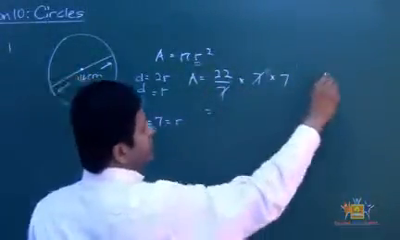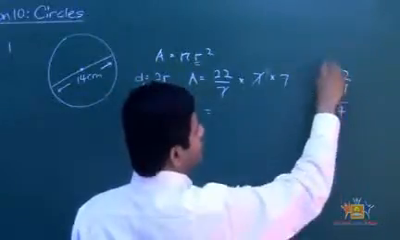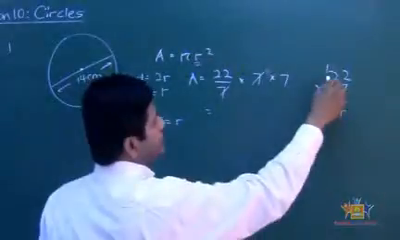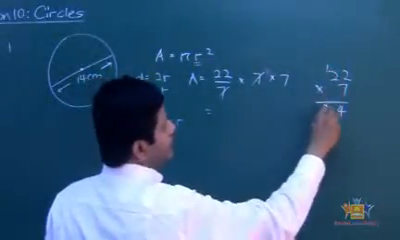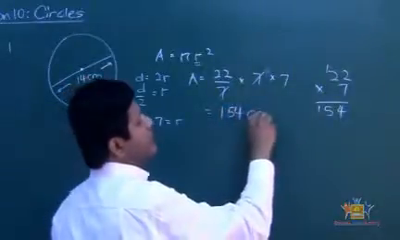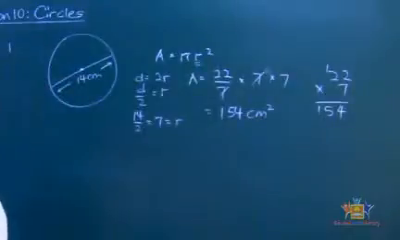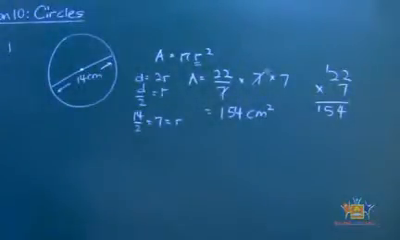So now I can do 22 times 7. Let's line it up. 22 times 7. 7 times 2 is 14, 4 carry 1. 7 times 2 is 14 plus 1 is 15. So 154. So 154 centimeters squared. Very good, because it's an area. We're finding an area. See that? Pretty easy, isn't it?